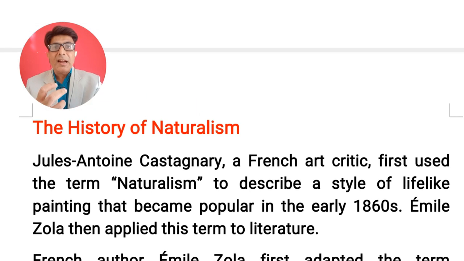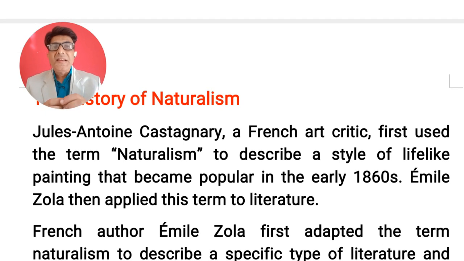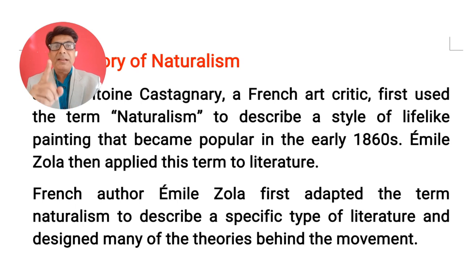Now let's have a look at the history of naturalism, where this movement actually came from. Remember this name, Jules Antoine Castagnary. He was a French critic, and he coined this term naturalism for the first time. He used this term to describe a style of life-like painting. So naturalism actually emerges from the field of painting, and that happened in the 1860s. So you can say in the second half of the 19th century you find this naturalist creation.